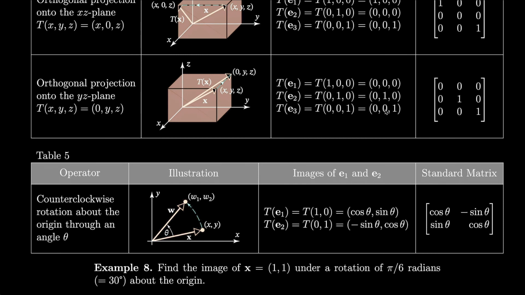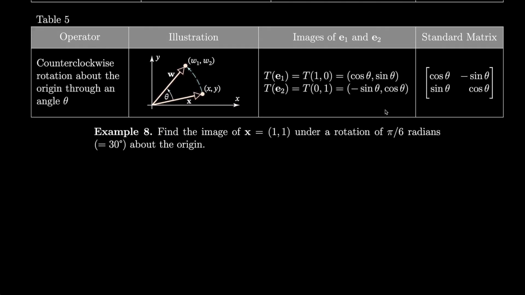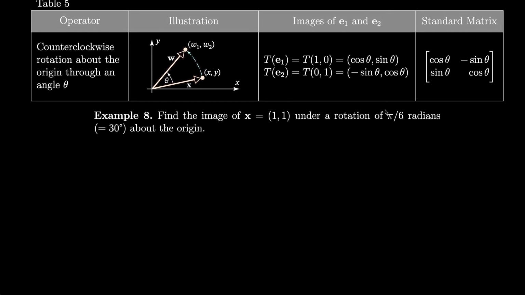Last but not least, we have the counterclockwise rotation about the origin through an angle theta. Notice that if we take the transformation and apply it to E1, we get cosine theta, sine theta, and applied to E2, we get minus sine theta, cosine theta. This might be a little bit hard to see at first glance. However, it's not too surprising.